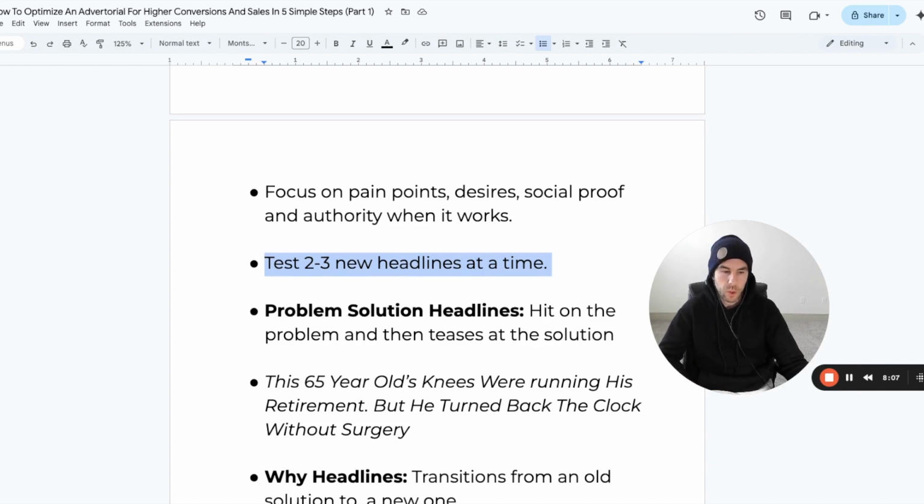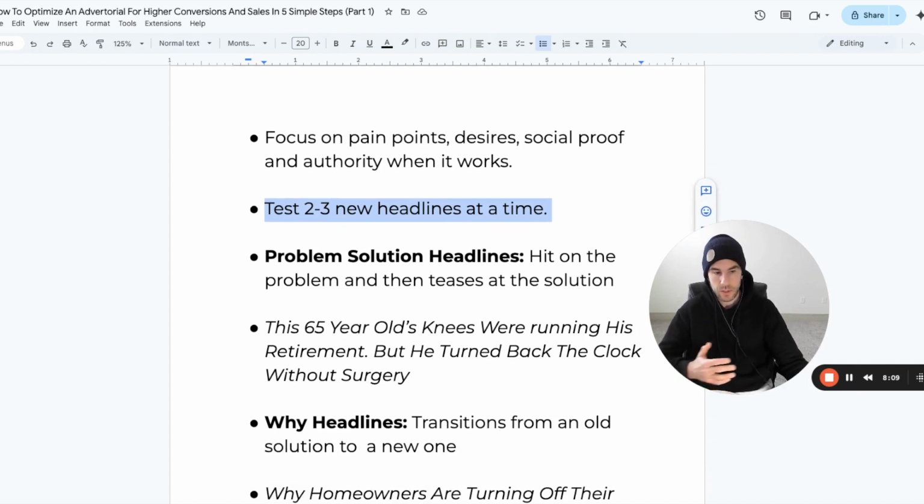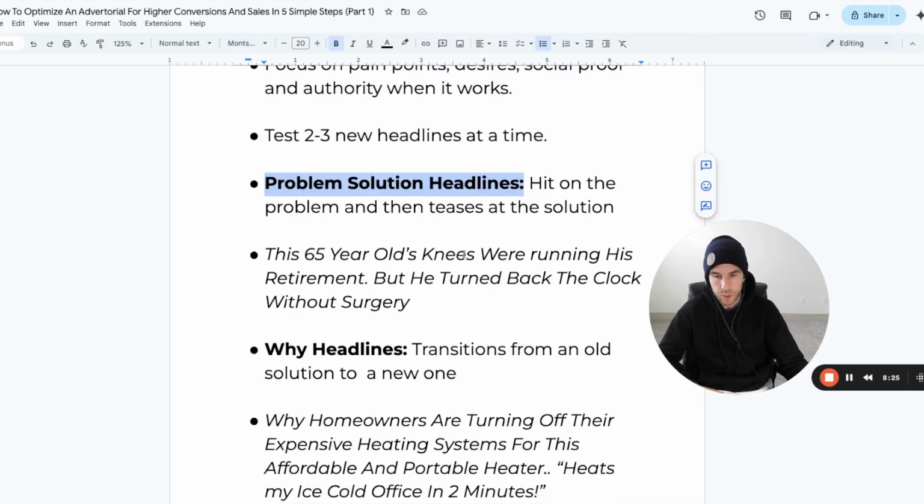So let's look at a couple different styles of headlines that you can play around with, and also some examples of those headlines that you can take, put in your swipe file, and make fit your product. The very first one is a very simple problem-solution headline, and it hits on the problem and then teases at the solution. So here's an example: This 65-year-old's knees were ruining his retirement, but he turned back the clock without surgery.